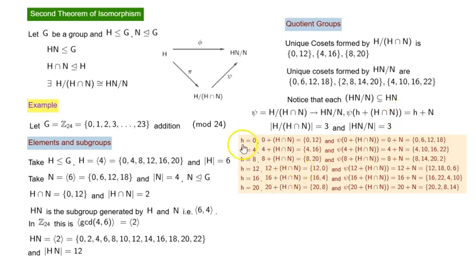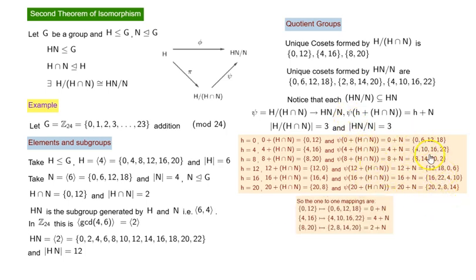So now, if we verify this psi, how do we do that? Let's take h equal to 0. 0 plus H intersection N is equal to {0, 12}. We have formed these cosets. And psi of 0 plus H intersection N is equal to 0 plus N, which is {0, 6, 12, 18}. If we take h equal to 4, 4 plus H intersection N is {4, 16}. And psi of 4 plus H intersection N is equal to 4 plus N, which is {4, 10, 16, 22}. Like that, we verify psi.